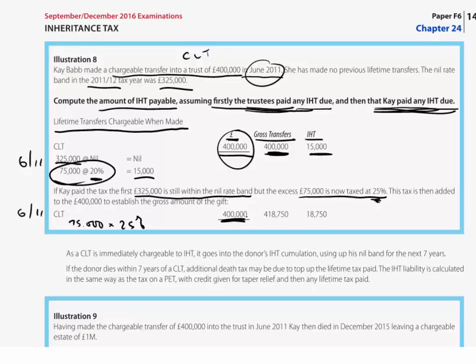We put the 400,000 into our working column, the tax charge 18,750 into the tax column, and then because the transfer is now said to be a net transfer, add the tax to that transfer, and there's your gross figure. So have a little look at those calculations before we go any further to make sure you're happy with where we've got those figures from.